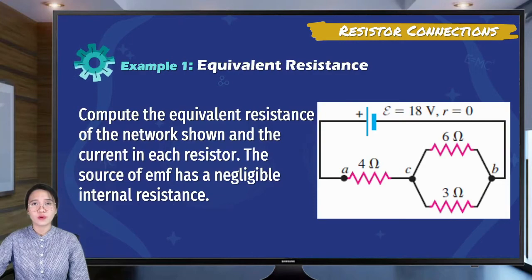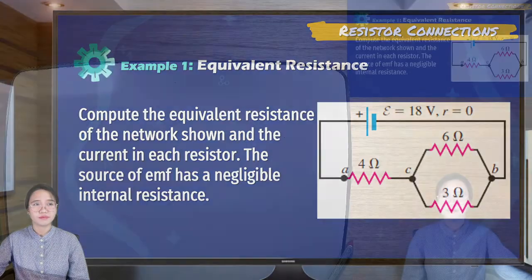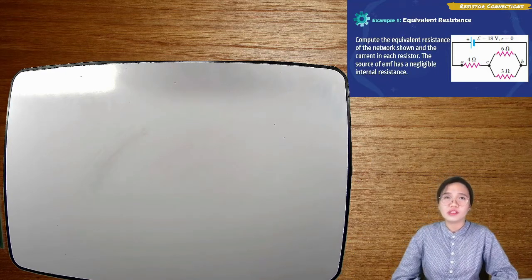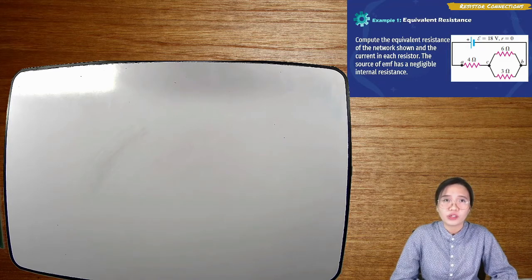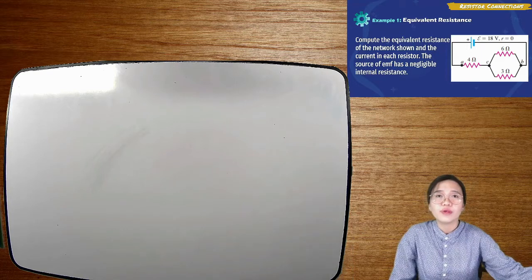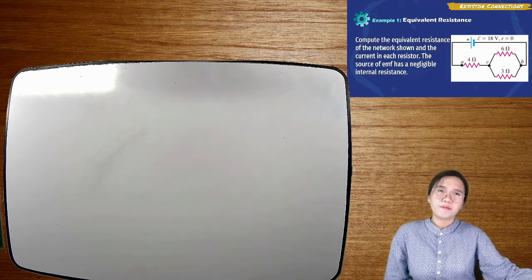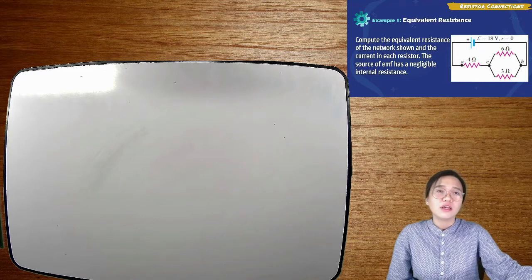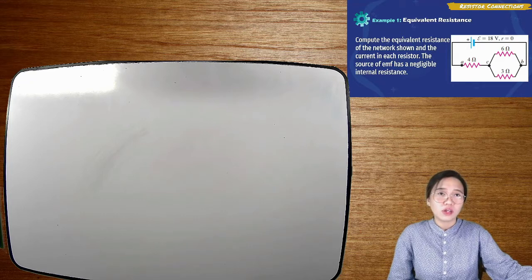So let's have here our first example. Compute the equivalent resistance of the network shown and the current in each resistor. Okay, so the source of EMF has a negligible internal resistance. As shown in the figure, we have here an ideal source of EMF since it has no internal resistance. Remember that a small r is an internal resistance. Then your capital R's are the resistances of these resistors here, okay?